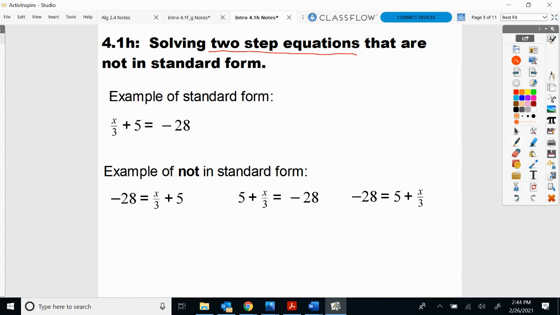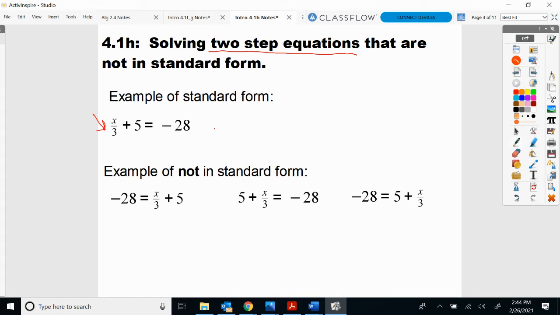So what we're going to do is the same thing we did yesterday. We're working with ones that have division, like that right there. And just like we did the last week I was with you guys, we looked at ones that are not in standard form. We're going to do the same thing with our division problems.